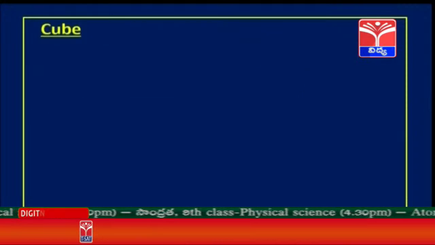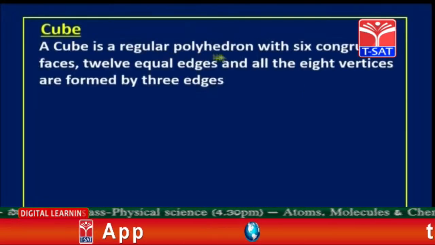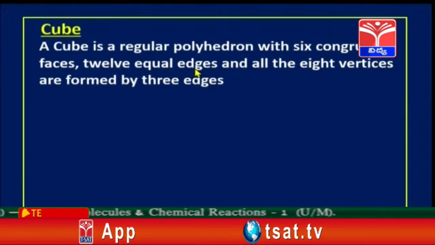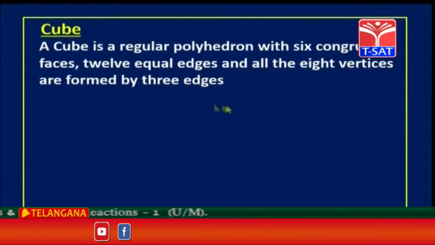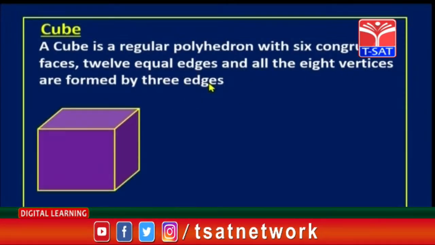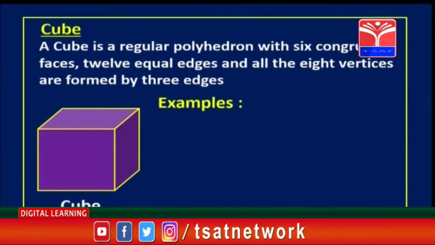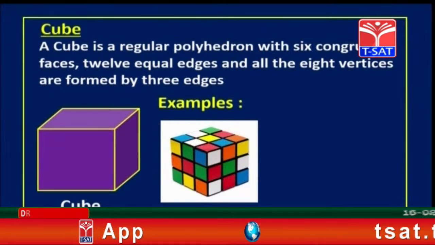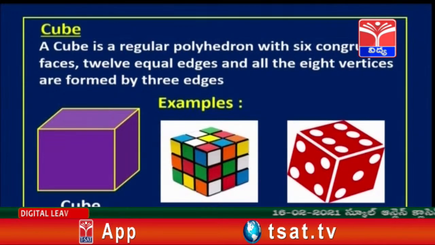Now children, let us understand what is a cube. A cube is a regular polyhedron with 6 congruent faces, 12 equal edges, and all 8 vertices are formed by 3 edges. Children, you can observe I am taking a cube here. And you can see many examples of a cube in our day-to-day life, right? One is a Rubik's cube, the other one is a dice.